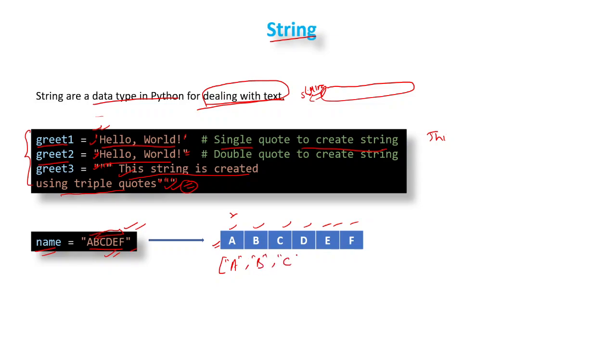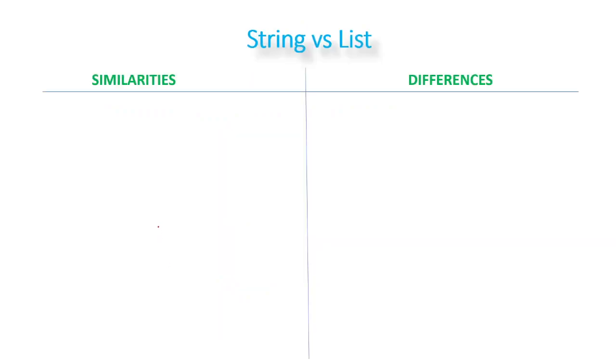So here, A, B, C, D, E, F, this name is just a list of individual characters. That is what I'm saying: visualize it as a list of individual characters. Now let's see the similarities and the differences between lists and strings. Let me go through the similarities first. Suppose I have declared a name variable with the value a b c d e f.